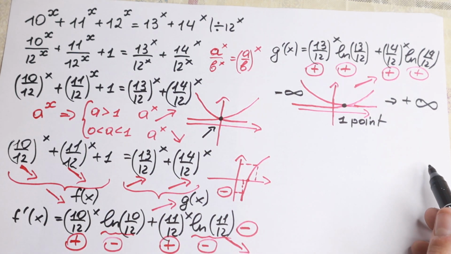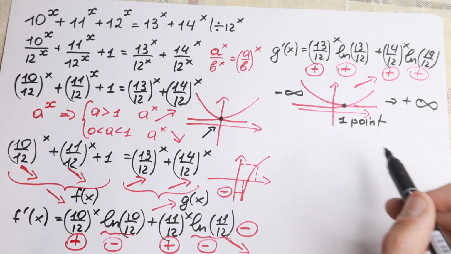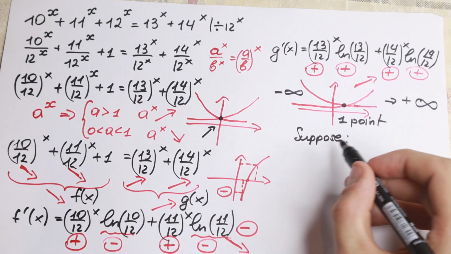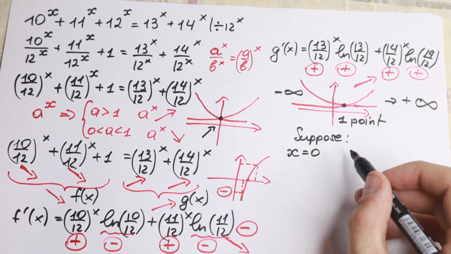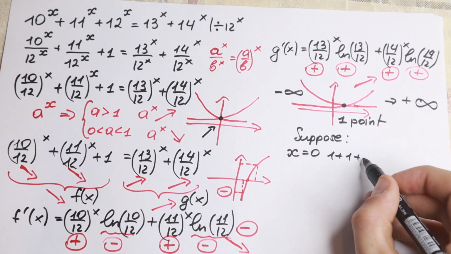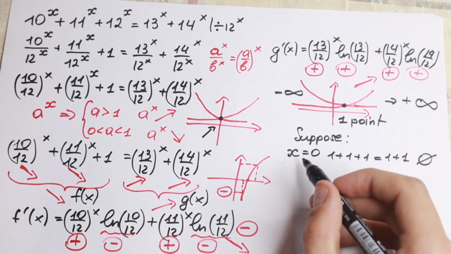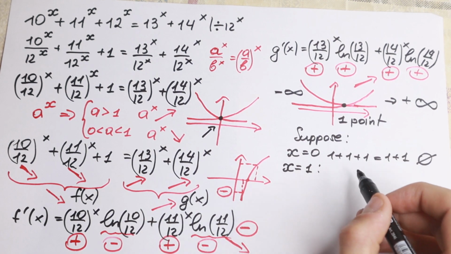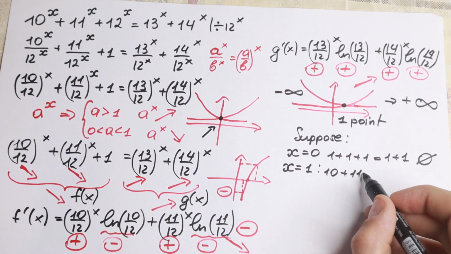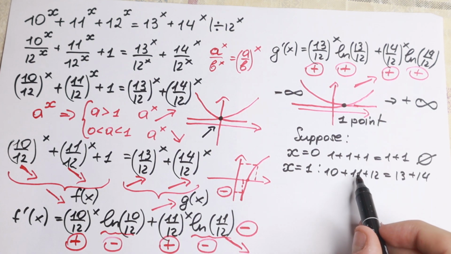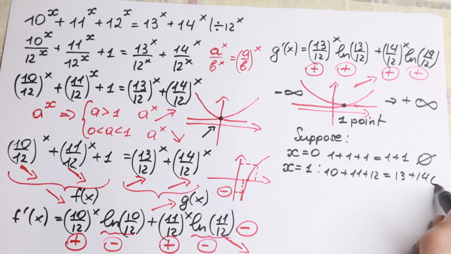Which point is this? Take a look. Let's suppose that our x is equal to 1. Or let's start with 0. We will have 1 plus 1 plus 1 equal to 1 plus 1, which is not correct. Let's suppose that our x is equal to 1. What will we have? We will have 10 plus 11 plus 12 equal to 13 plus 14, which is 33 equal to 27, which is not correct. So we cannot find a solution right now.